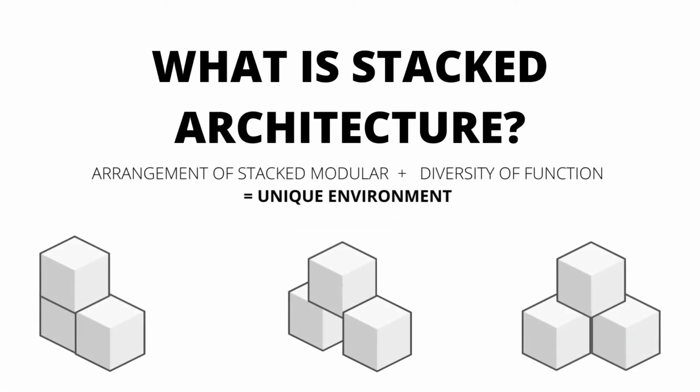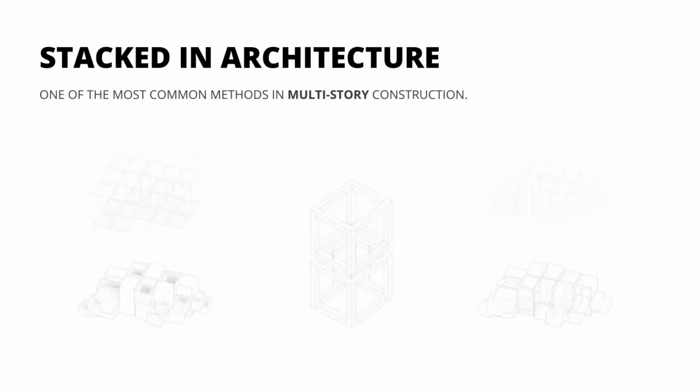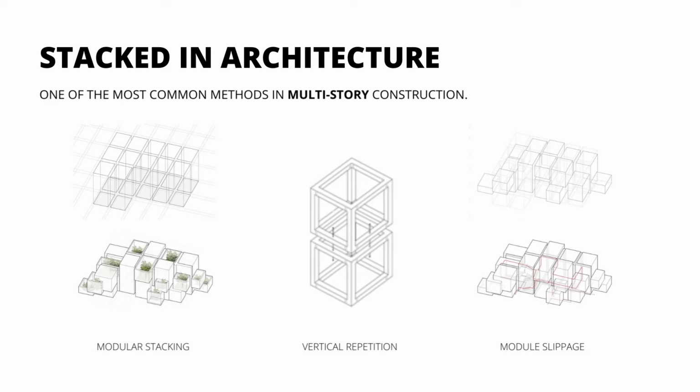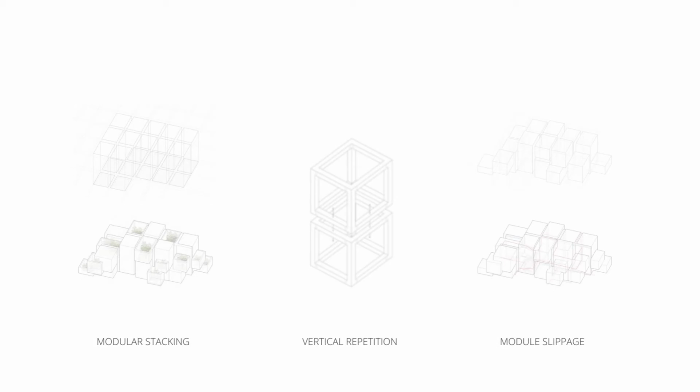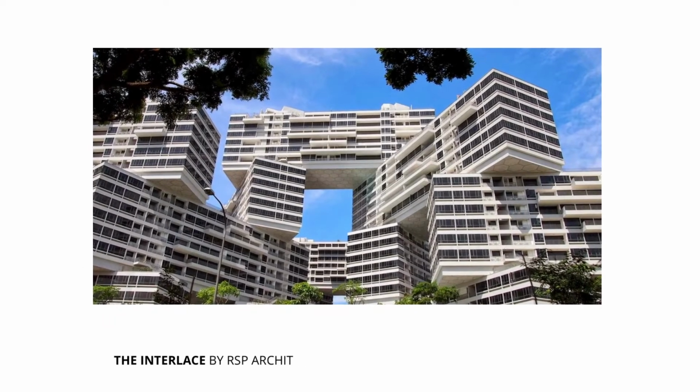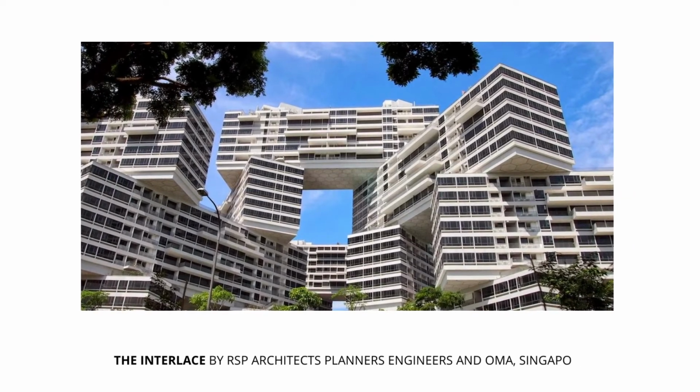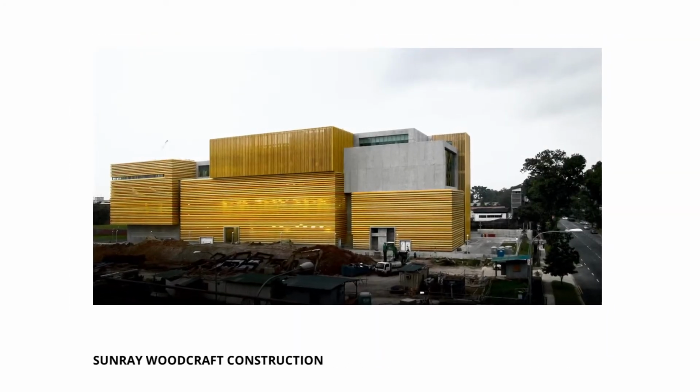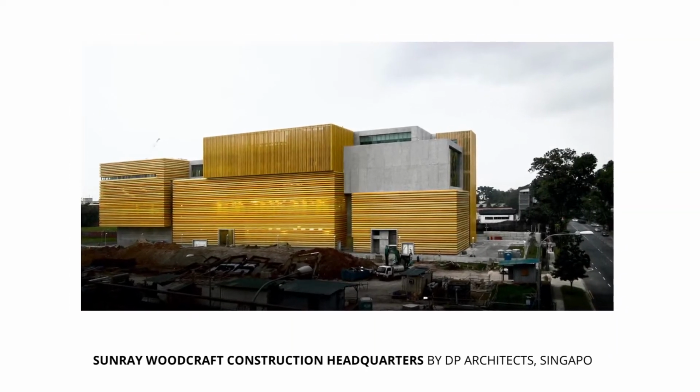One of the most common methods in multi-story construction is the stacking method. Stacking in architecture is commonly used for modular stacking and vertical repetitions. Stack architecture is an arrangement of stacked modular features that provides a diverse range of functions and technical systems, and creates a one-of-a-kind living, working, and playing environment.